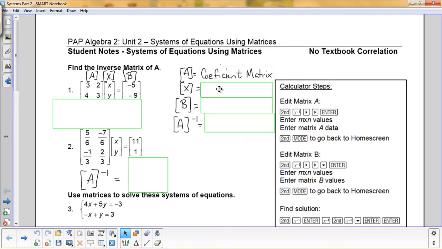X is known as your variable matrix. And B is known as your constant matrix. We're going to look at that in a little bit more detail in just a few minutes so you understand why each of those are named the way they're named.